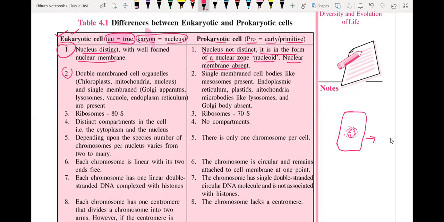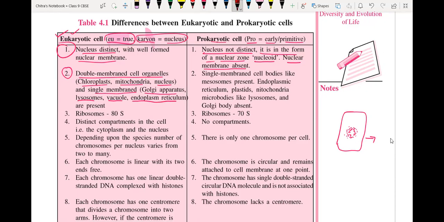Now the second difference. Double membrane cell organelles are present, like chloroplast, mitochondria, nucleus, and single membranous cell organelles like Golgi apparatus. You have to remember which are the double membrane organelles: nucleus, mitochondria, and chloroplast. And single membrane structures: Golgi apparatus, lysosomes, vacuoles, endoplasmic reticulum, etc. Okay, everyone getting the point? Yes, sir.